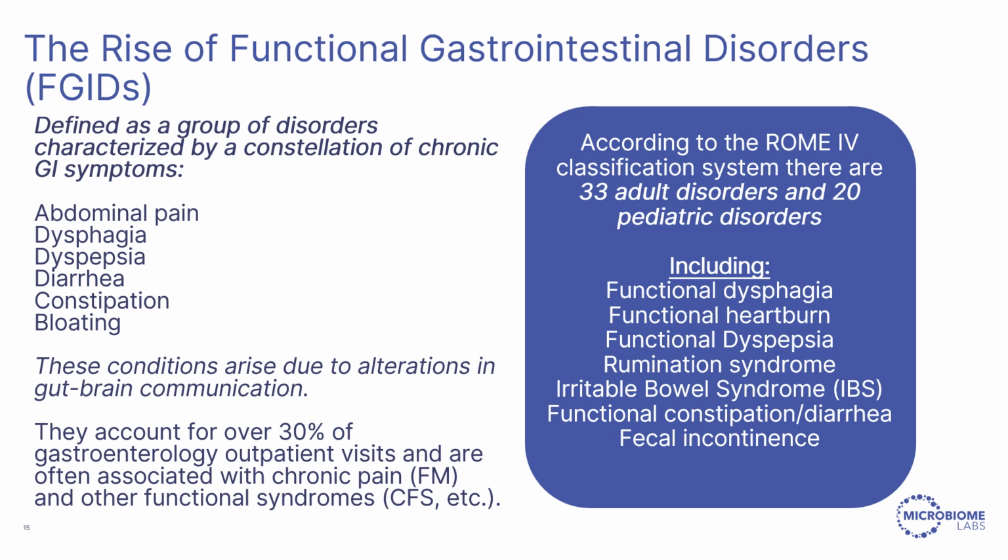You'll see here over on the right that according to the Rome 4 classification system, there are 33 adult disorders and 20 pediatric functional GI disorders. They range from irritable bowel syndrome, functional heartburn and dyspepsia, and even functional constipation or diarrhea. Now, all of this is really interesting because these conditions arise due to alterations in gut-brain communication. In fact, 2/3 of patients with functional GI disorders also have psychopathology, including anxiety and depression.